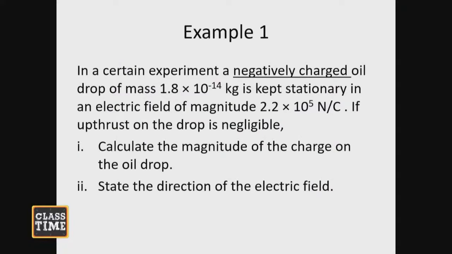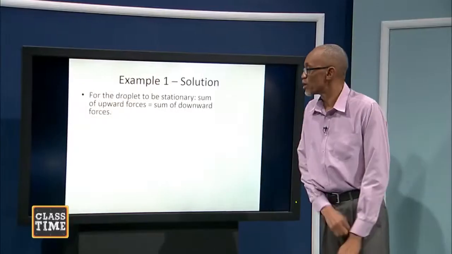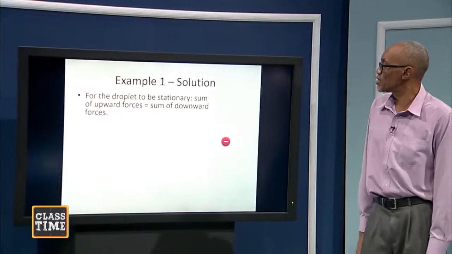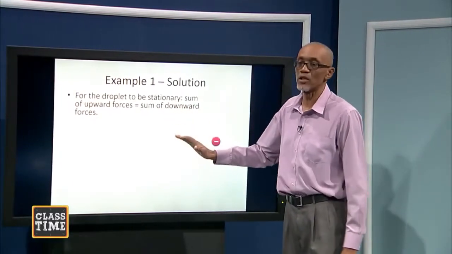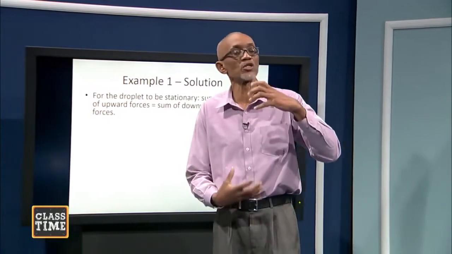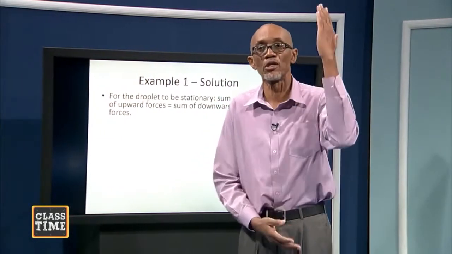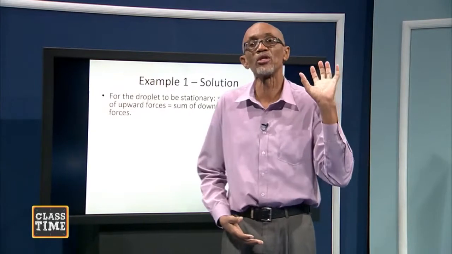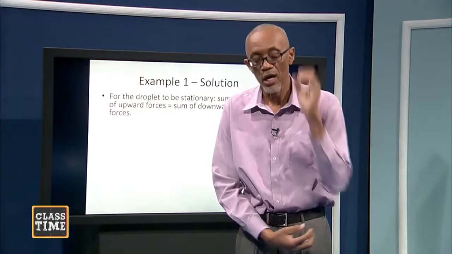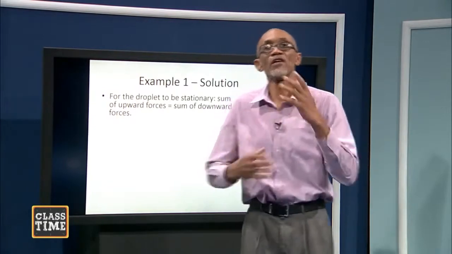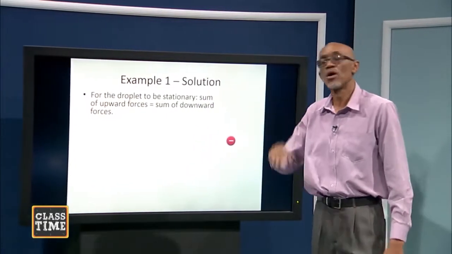So first of all, example 1, let's look at the solution. For the droplet to be stationary, the sum of the upward forces must be equal to the sum of the downward forces. There must be a balance of forces. Those forces that are tending to pull the drop up must be equal to those tending to pull the drop down, and so they must balance off if the drop is not to move neither up nor down.